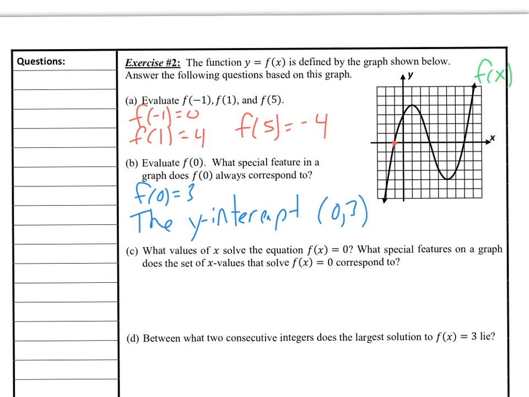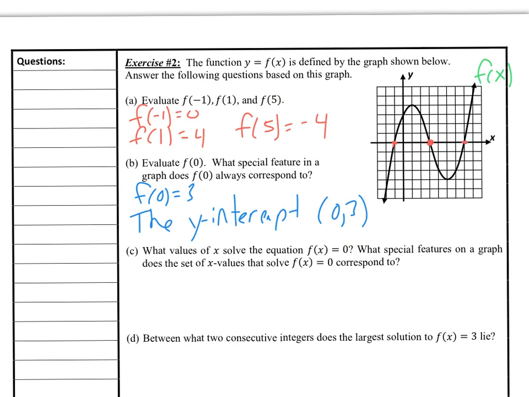Question C, what values of x solve the equation f of x equals 0? So f of x equals 0 occurs where the y value is 0. Remember, f of x is just another way to say y. So where's y equal to 0? Well, y equals 0 here. Where else? Here and here. So what x values solve that equation?